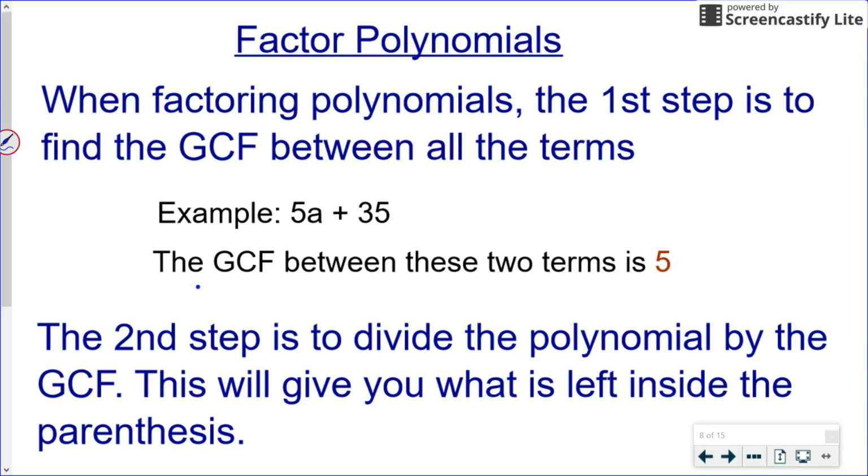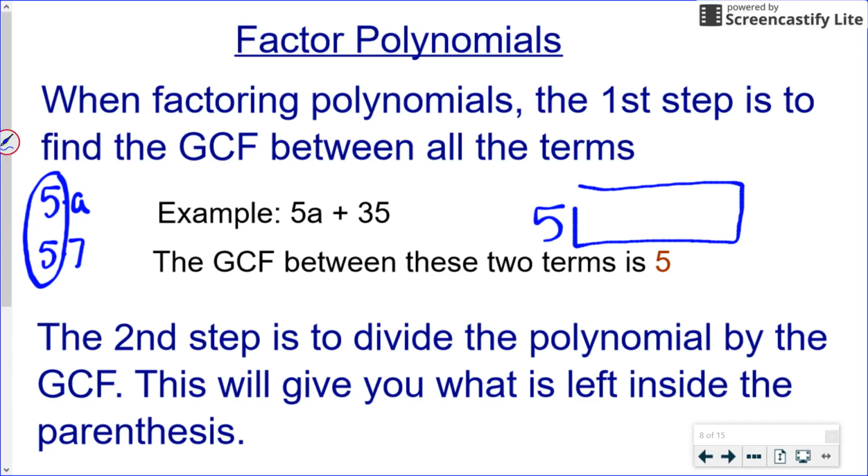So first of all, he says the GCF between these two is 5. So 5A is 5 times A. 35 would be 5 times 7. Hopefully you can see the GCF between those two guys is 5. So I'm going to factor that out. In other words, I'm going to divide 5 off of this polynomial. So my polynomial is 5A plus 35.